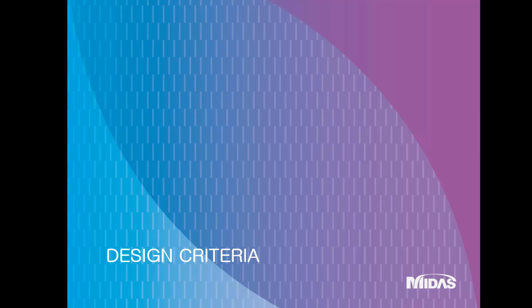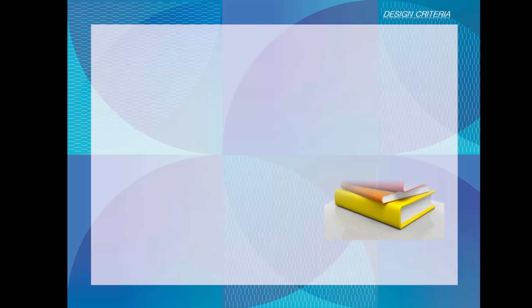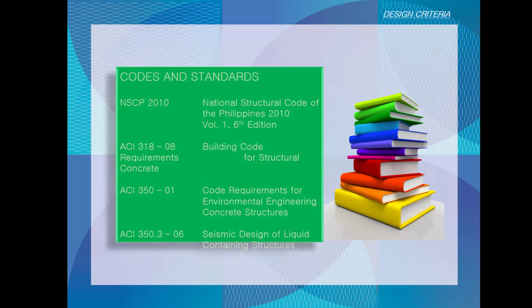Now for the design criteria, the codes and standards I used in designing the water tank are NSCP 2010, ACI 318, ACI 350, and ACI 350.3. The ACI 350.3 is the seismic design of liquid containing structures.